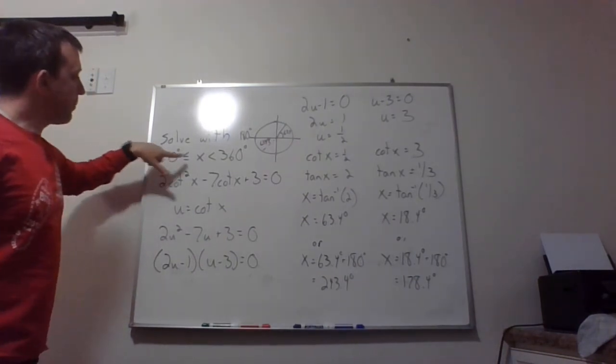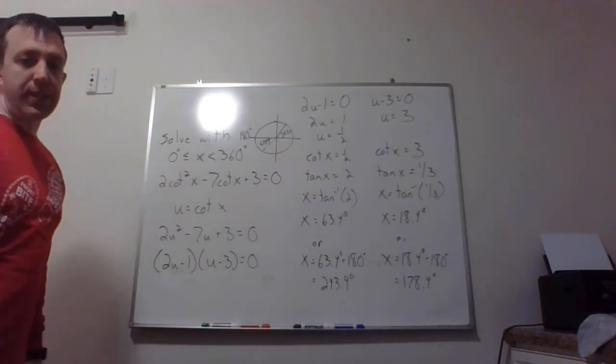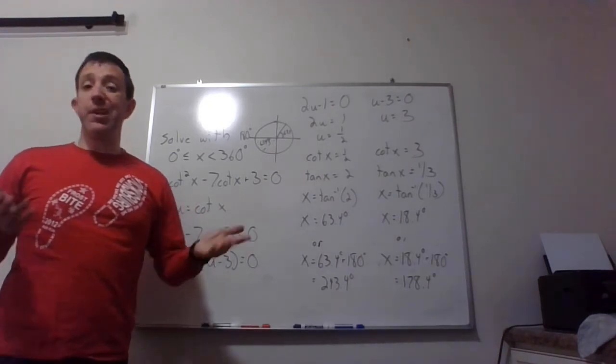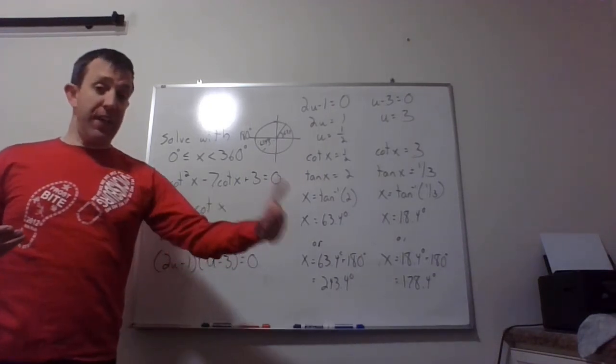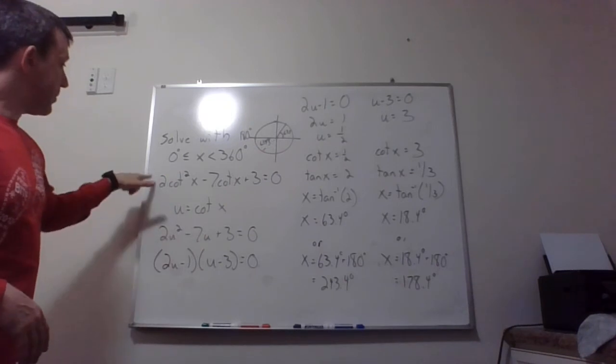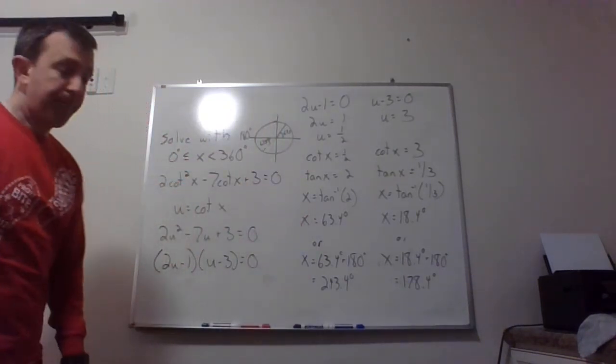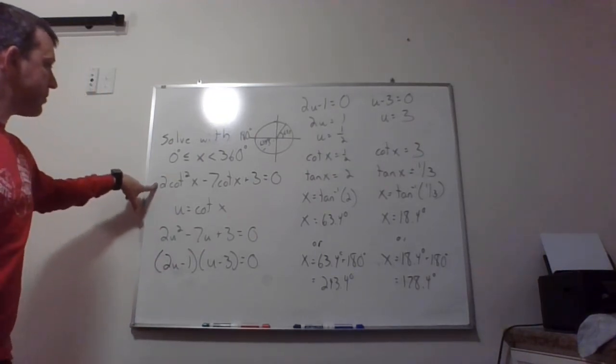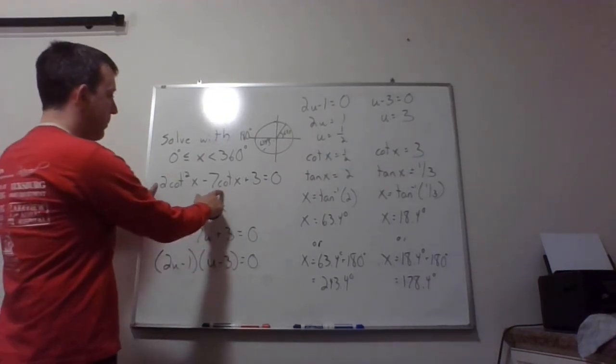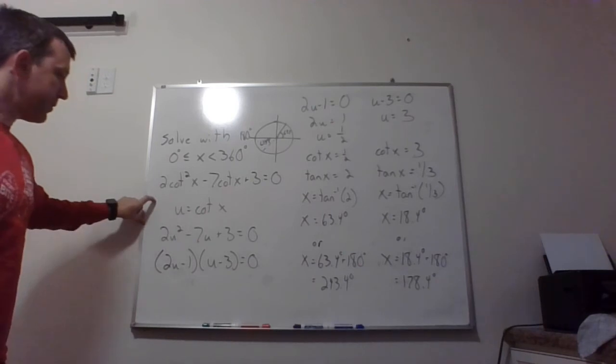Solve with x between 0 and 360 degrees. So that's a tip off. We don't need all the solutions, so we don't have to add the period on. But we do need everything in between 0 and 360, so we will need everything once around the circle. All right, so here's my equation: 2 cotangent squared x minus 7 cotangent x plus 3 is equal to 0.